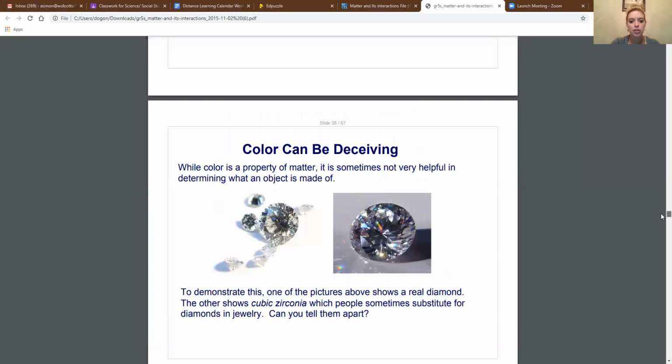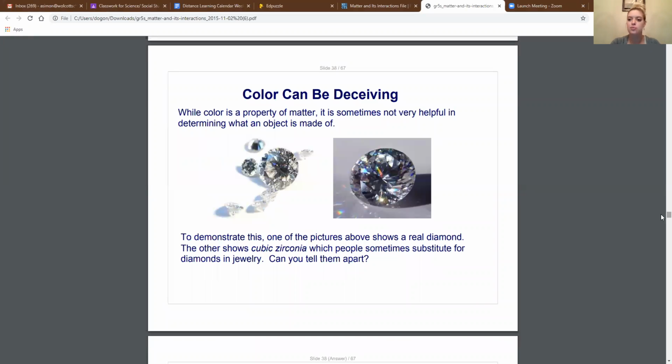But we also learned that color can be deceiving, which means color isn't always a good judge of what type of matter something is, because there are many substances that come in the same color. Scientists can't always rely on color. Remember, we talked about the difference between a diamond and cubic zirconium. They look like the same thing, they are the same color, so it is hard to tell them apart.